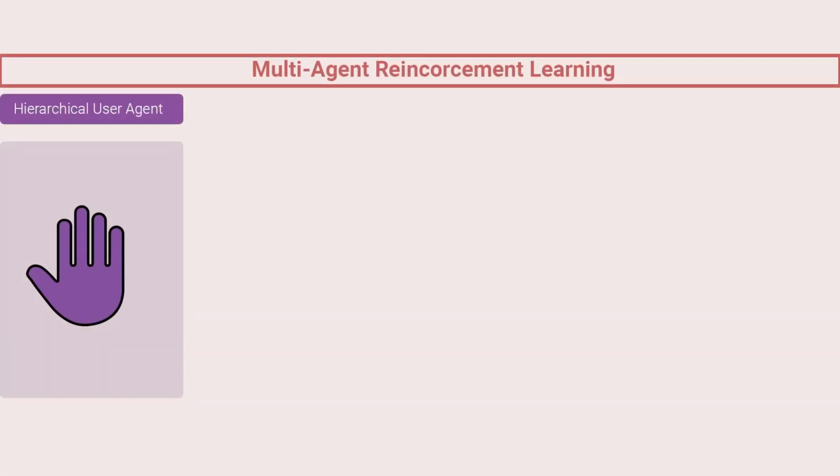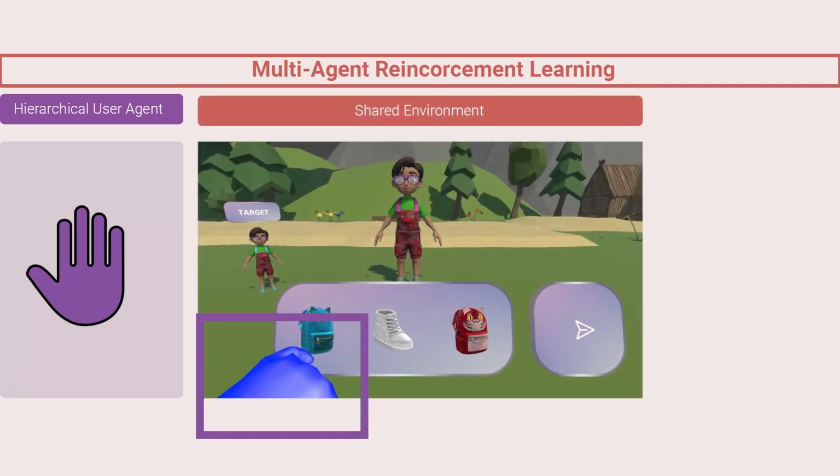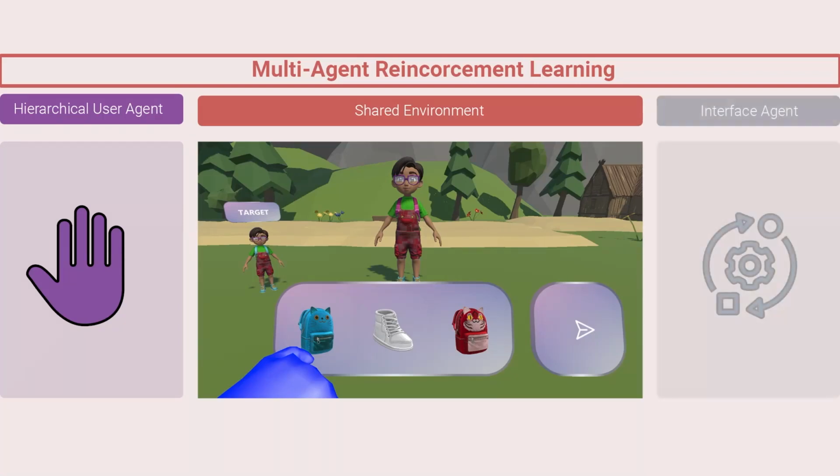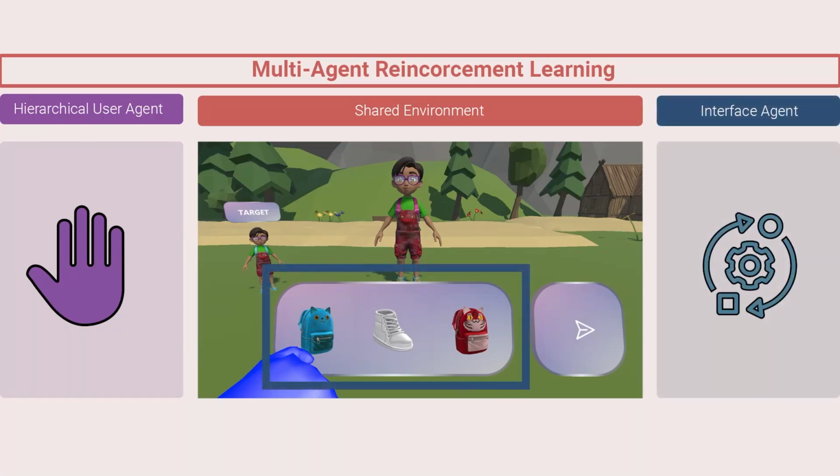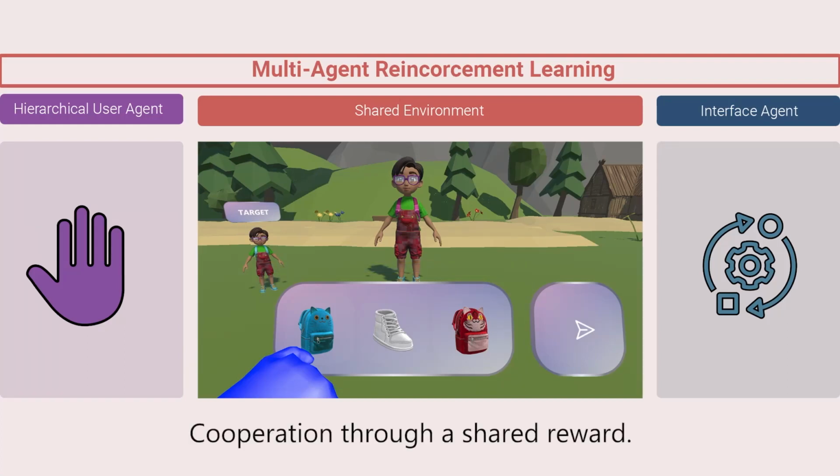To achieve this, a user agent interacts with an interface to achieve a goal. At the same time, an interface agent adapts the same UI. It must learn the underlying task structure to support the user. Both agents learn to cooperate to complete the task and minimize the user agent's time through a shared reward. Since we train in simulation, we do not need real-world data.